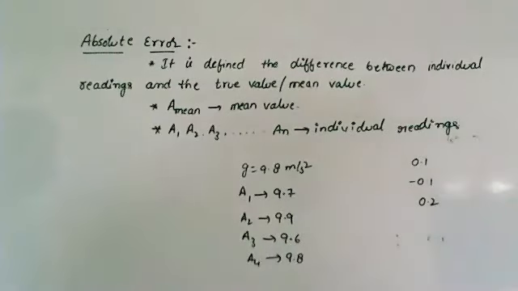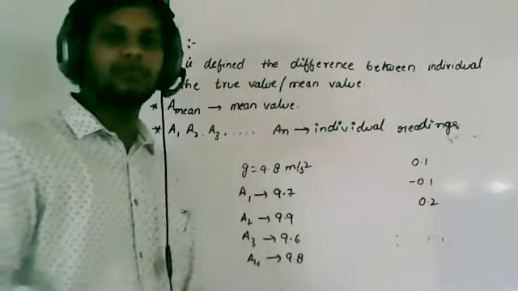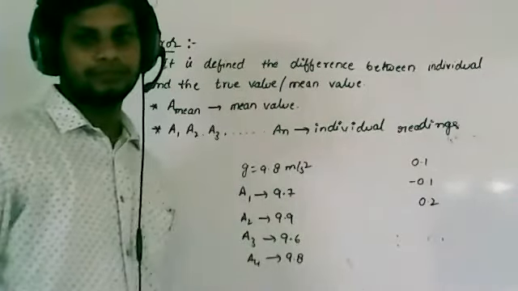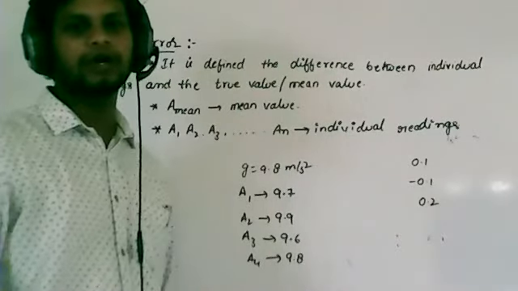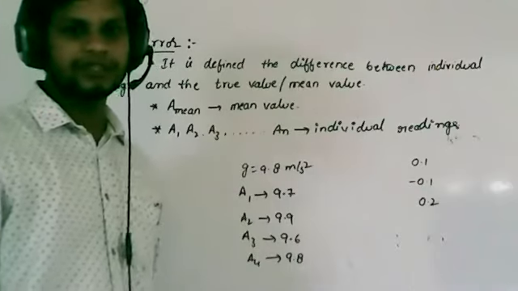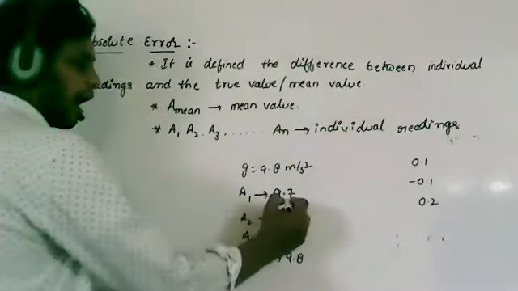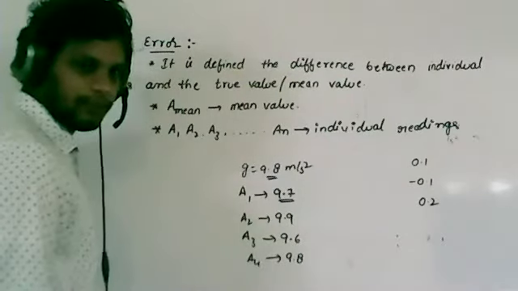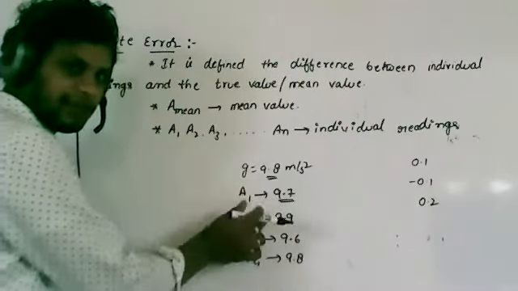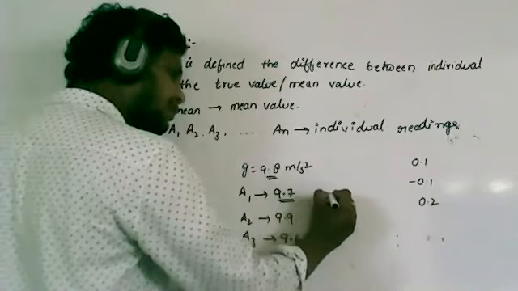Clear? How can the error be zero? Zero means there is no error. I hope you understood. Now I take 9.7 and 9.8. What is the difference between the two values? For example, plus 0.1.